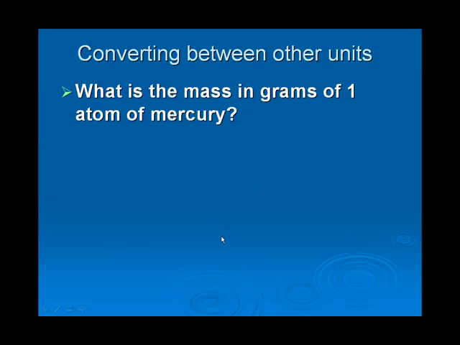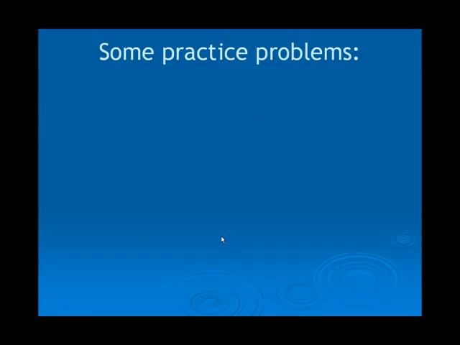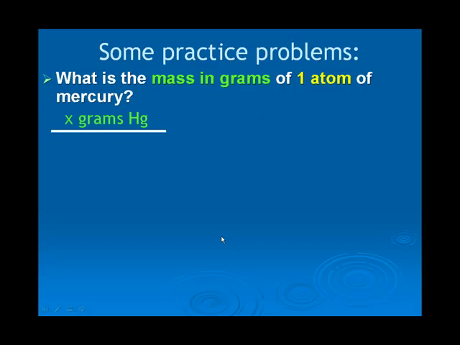All right, what's the mass in grams of 1 atom of mercury? So we're given 1 atom, we're asked for the mass in grams. Okay, so X grams of Hg for mercury. We are given 1 atom to start. Now that's exactly 1 atom. That's why I don't have any decimal point there, because you can't have half an atom. You either got a whole atom or you don't. Same units on the other side, grams and atoms. Now I don't have moles, so I'm not going to put in a 1 there.